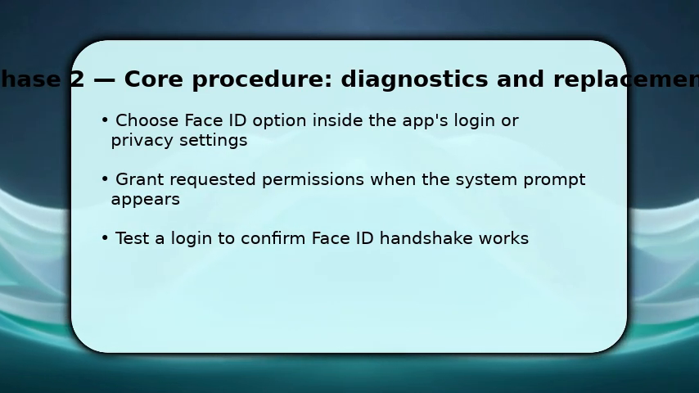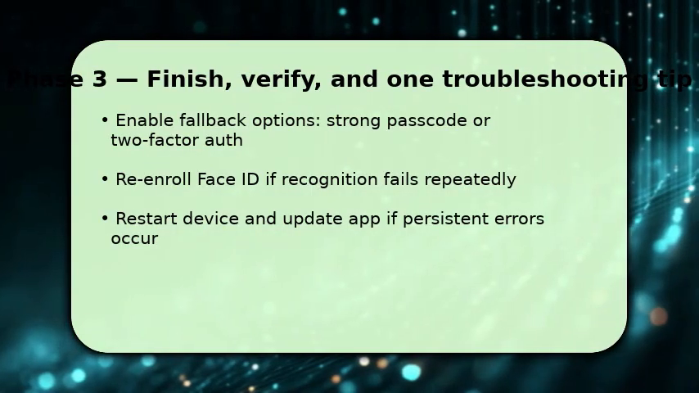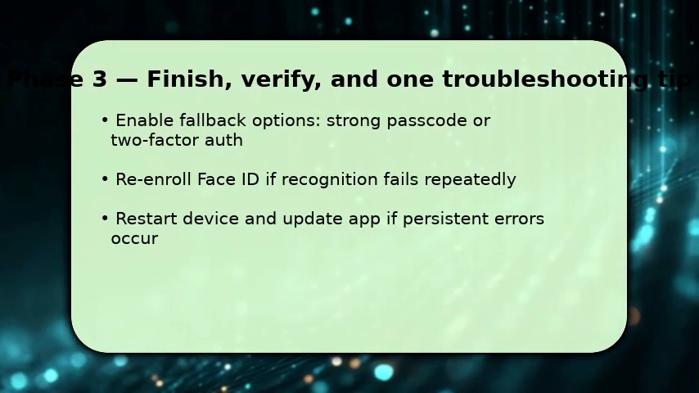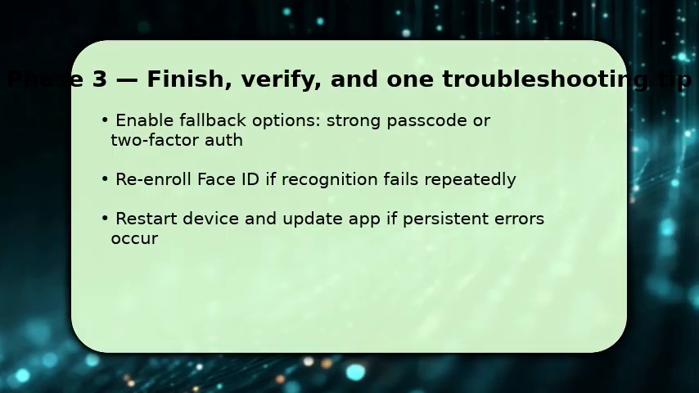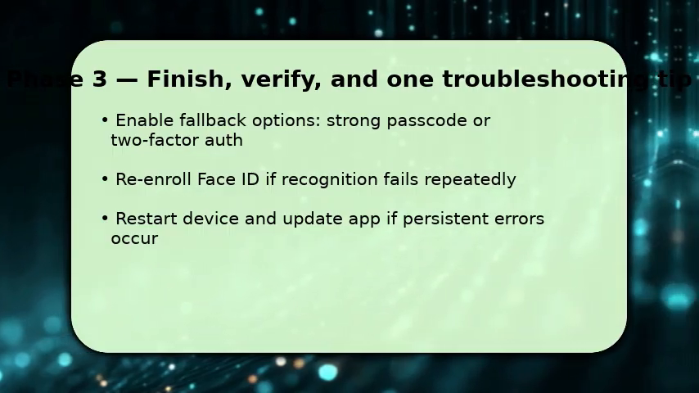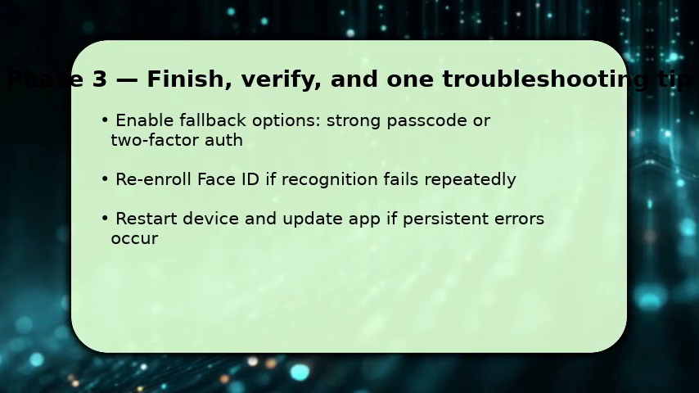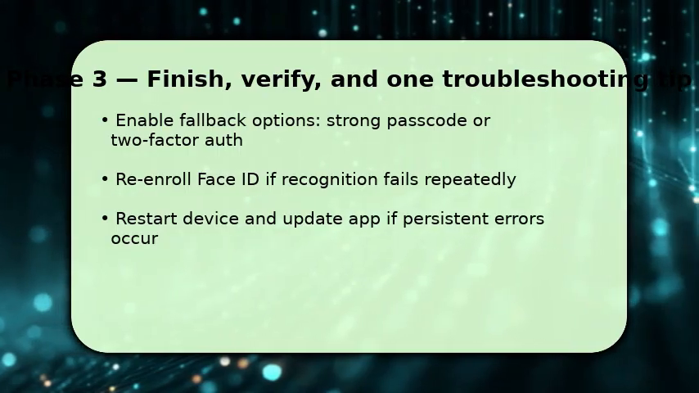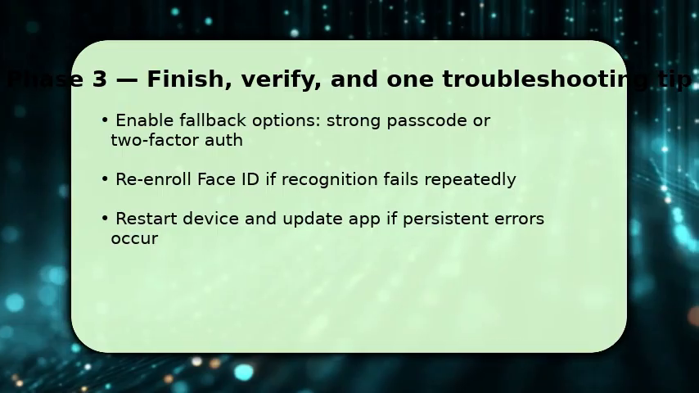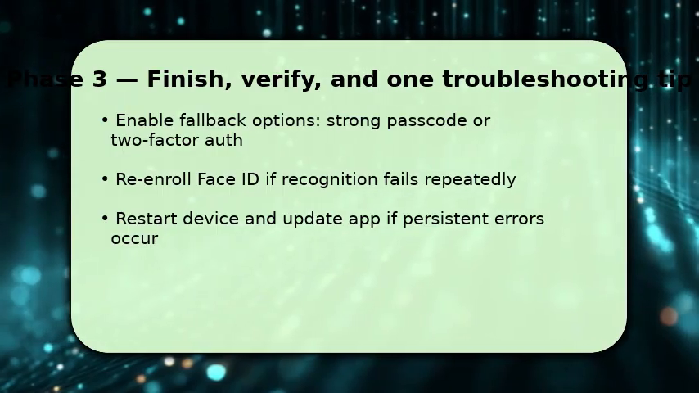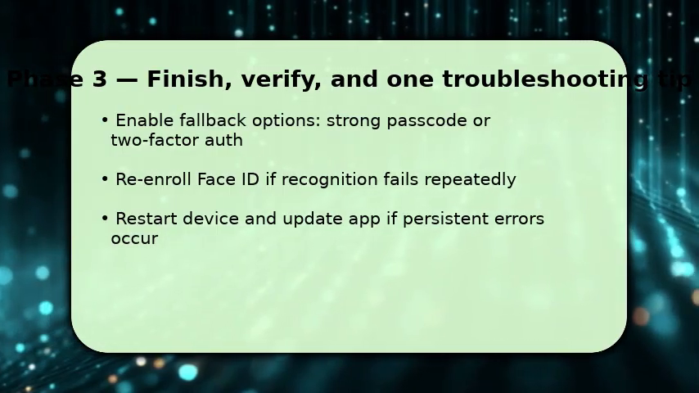Finally, enable safe fallbacks, a strong passcode, and where available, two-factor authentication so you aren't locked out if Face ID fails. If recognition becomes unreliable, re-enroll your face with varied lighting and angles. This improves matching. If problems persist, restart your device and update the app and OS, since fixes often arrive in patches.